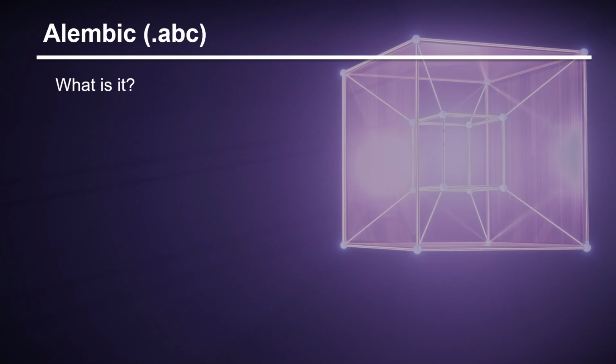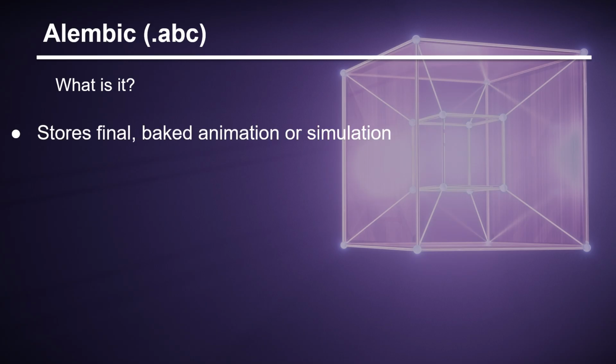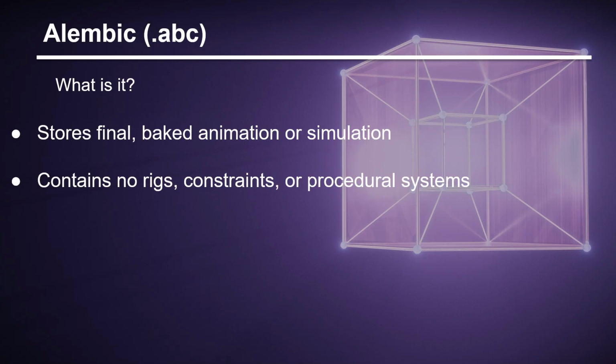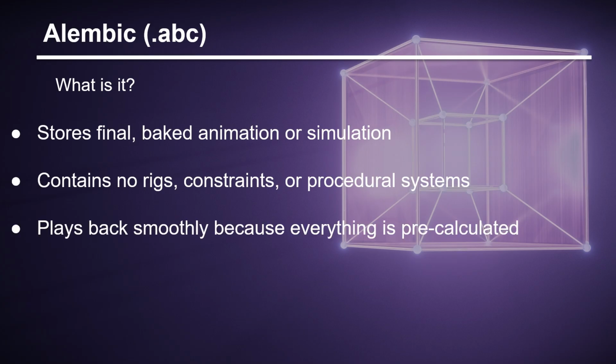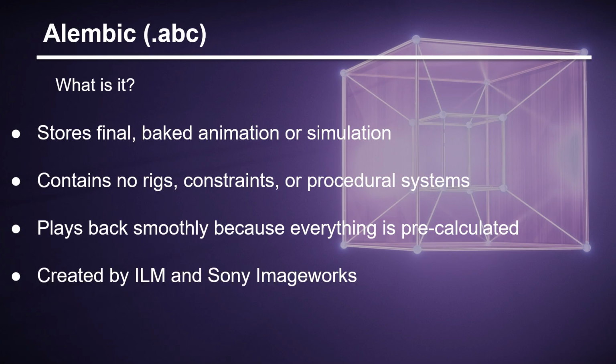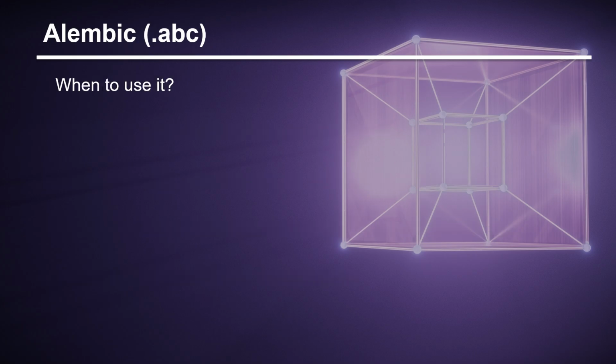So to begin, what is it? Alembic is essentially a baked-down version of your animation or simulation. Once you export to Alembic, everything is pre-calculated, so therefore there's no rigs, no constraints, and no procedural systems. It's like handing someone a finished animation clip rather than the entire Blender file with all of the moving parts. And because it's baked, it plays back smoothly, even with heavy scenes, as everything is pre-calculated. It was also originally developed by ILM and Sony ImageWorks for high-end VFX pipelines, so you'd hope it's built for reliability. So now we've covered what it is, let's have a look at when to use it.